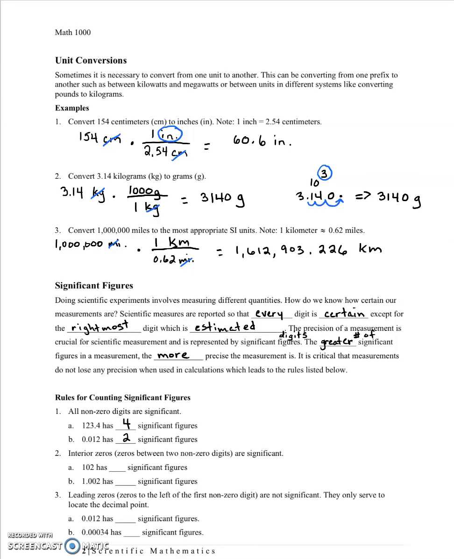Okay, second rule, interior zeros. So those are zeros that are between 2 non-zero digits are significant. So in this case, since the 0 is between the 1 and the 2 in 102, it has 3 significant figures. So 1.002, both of those zeros are between non-zero digits, so it has 4 significant figures.